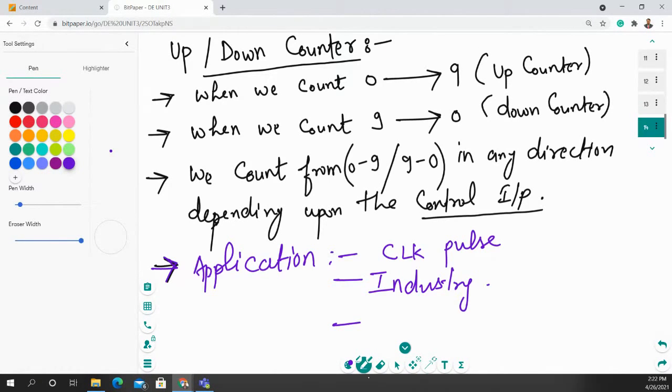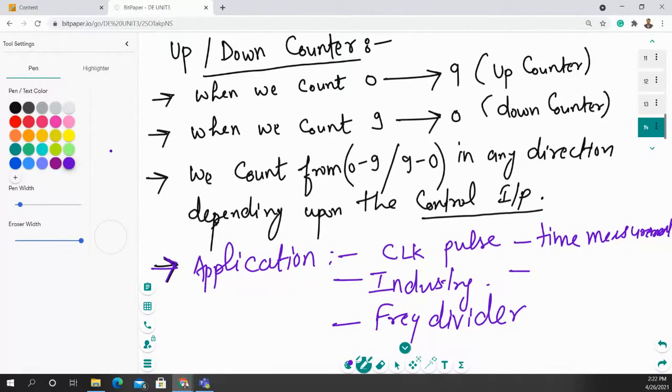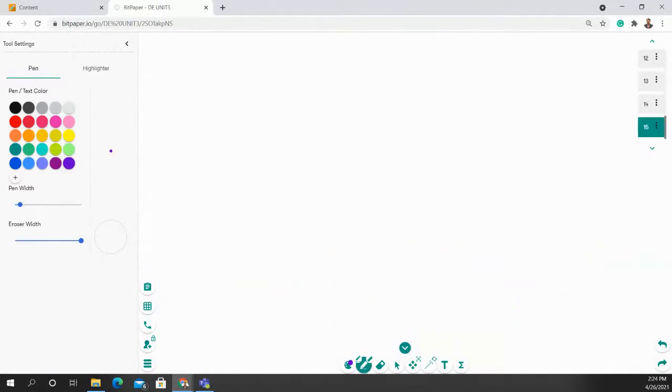Okay, we can use this counter as a frequency divider, and for time measurement. You can use this counter there. So these are some applications where we can use these types of counters.